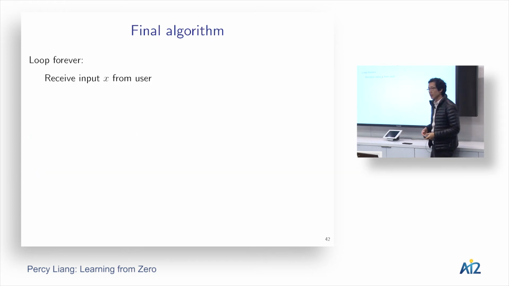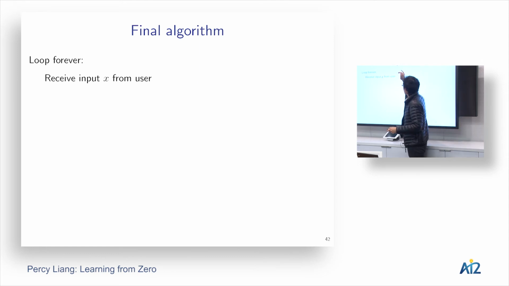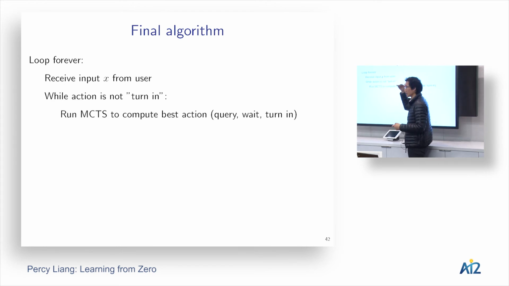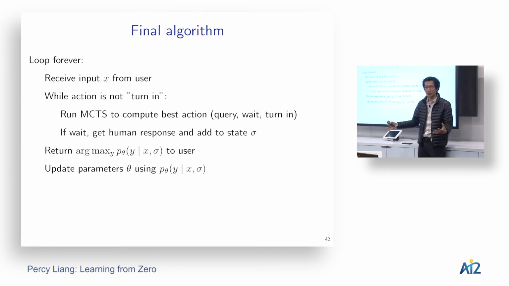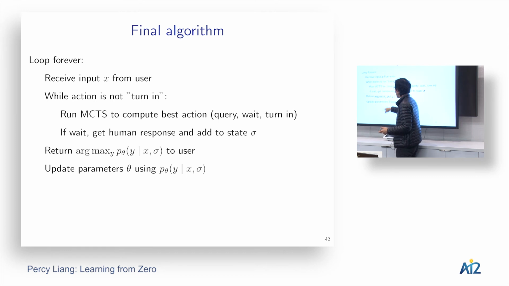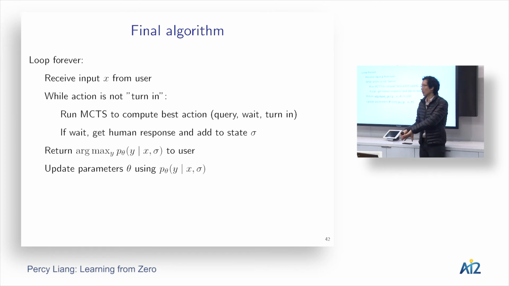Okay, so to recap, the algorithm is: the system gets an input sentence from the user, and it makes a bunch of queries. For each query, you run MCTS to figure out what to query, or to wait if you need to, or to turn in the action. And then at the end, you return your prediction based on the evidence that you've gathered from the user, and then you update the parameters of your model. Okay, so this part isn't fully Bayesian because we're not reasoning about how the parameters get updated when we're making these actions, but the Bayesian part is really in the querying, in the inference.